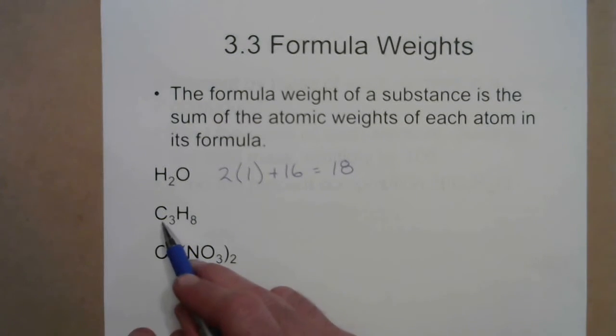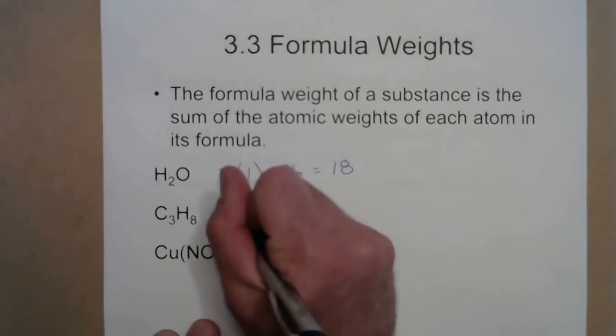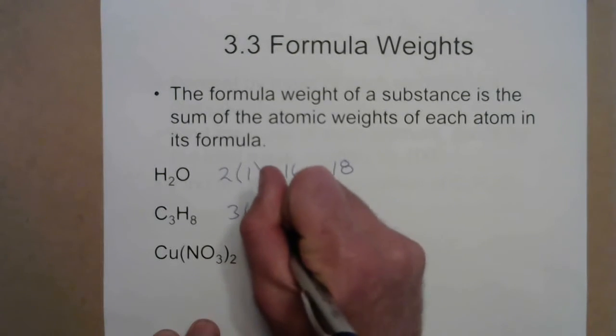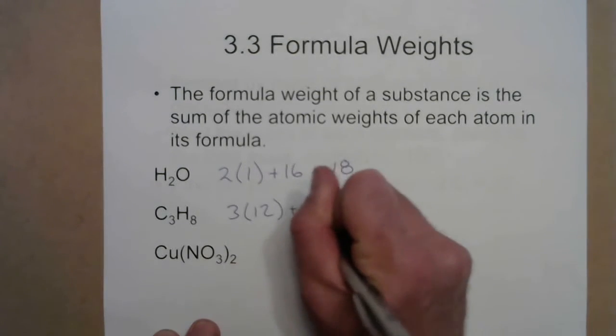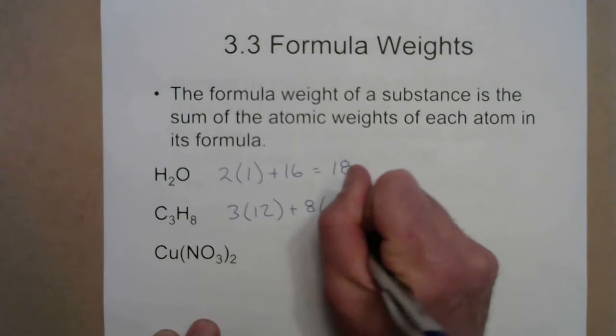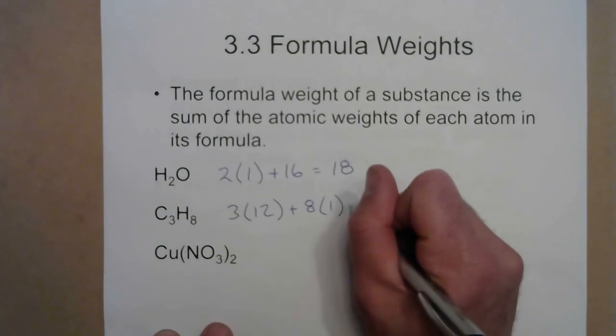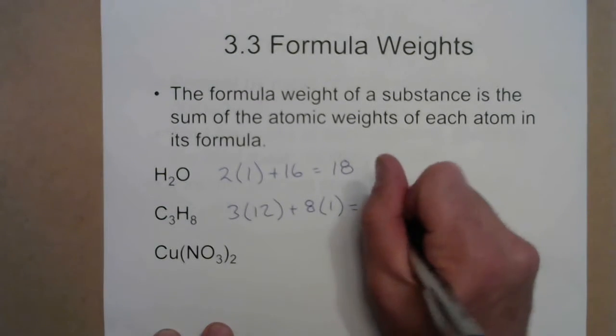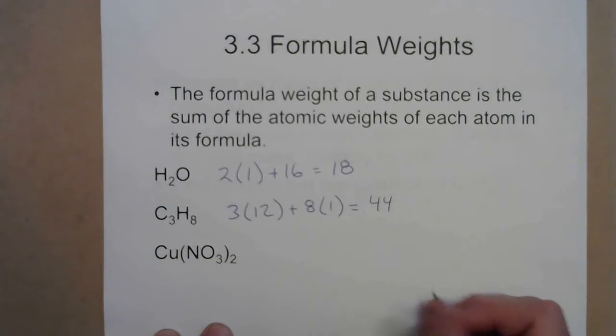Here we have propane, C3H8. So we have 3 times the mass of carbon, which is 12. And we have 8 times the mass of hydrogen, which is 1. And that's going to give us 44.